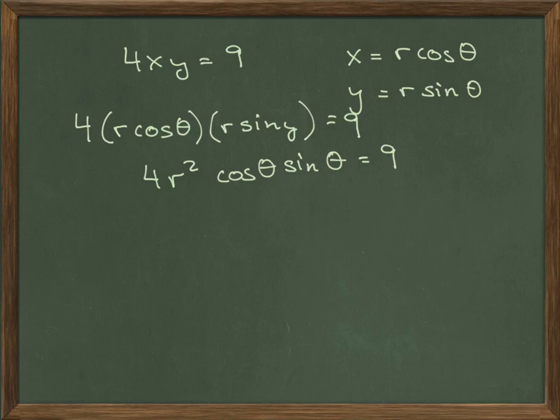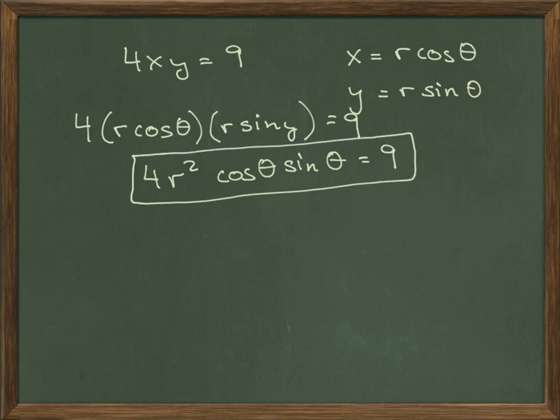so now what? I mean, we could divide by 4 and cosine sine theta. Here, we're just going to leave it like that. We could simplify it and use the double angle formula, but let's not do that. So that is your polar form of the equation. Let me find another one.